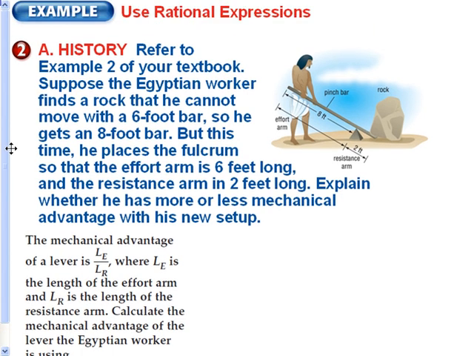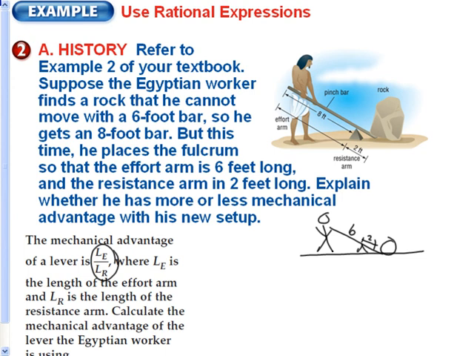Okay, so I believe it says in the book that, let's draw our picture again. There's our rock. There's our Egyptian. Here's our fulcrum. In the book, it's 6 feet long total, and it's placed 2 feet from it. So what is the mechanical advantage here? Or let's look at our formula that's written down below here. And that says we take the effort arm divided by the resistance arm.